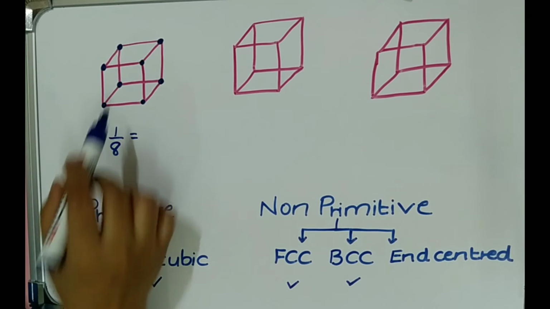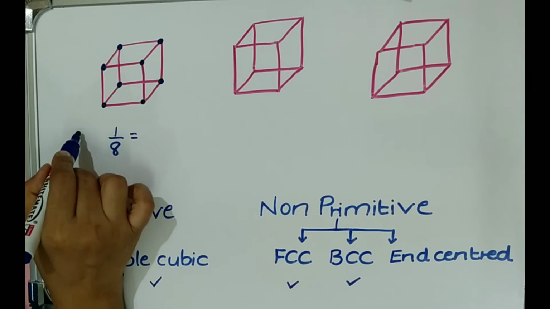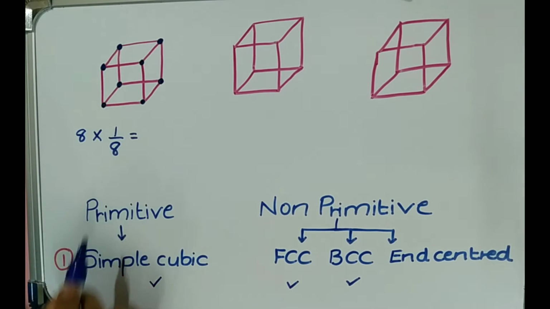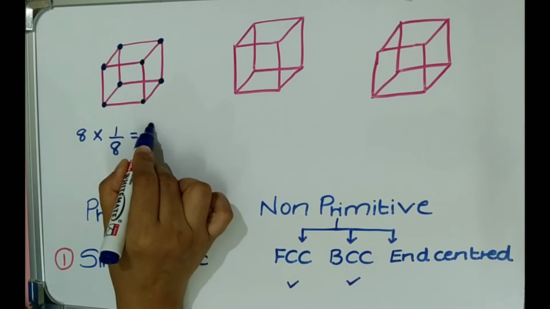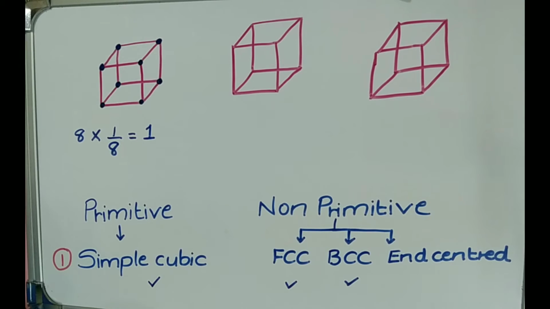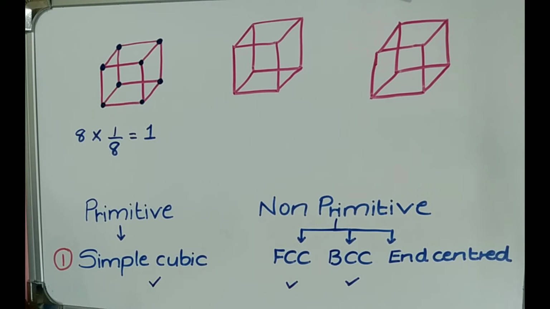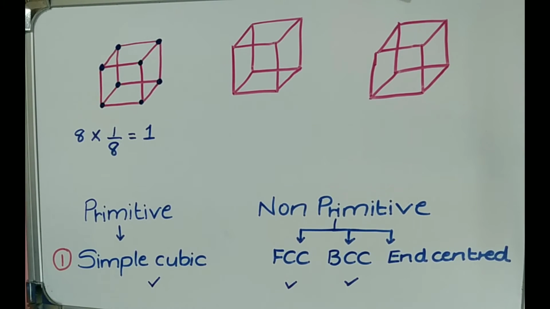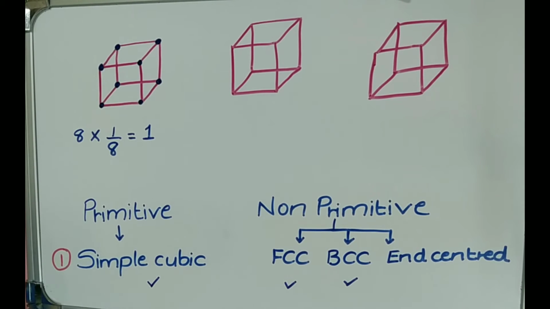How many atoms are there? Total 8. Contribution of each atom will be 1/8. So number of atoms in simple cubic unit cell is 1. You need to remember this. Number of atoms in simple cubic unit cell is 1. Check for the next one, FCC.